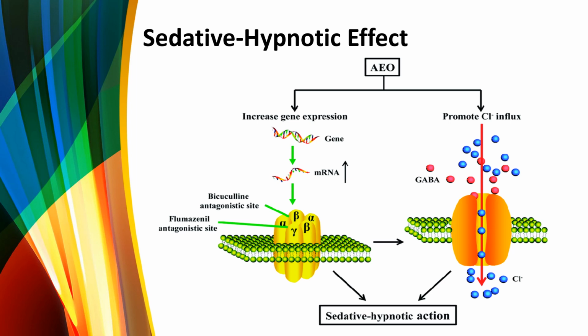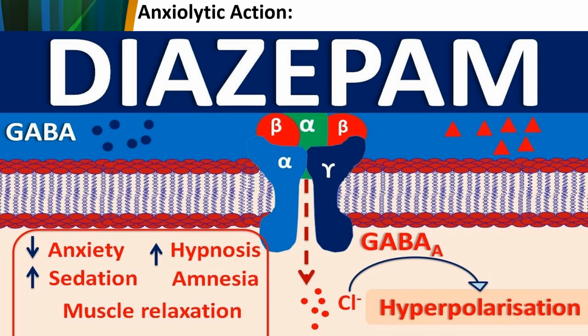Sedative hypnotic effect. Diazepam possesses sedative properties which lead to a calming effect, making it effective for treating anxiety and promoting sleep. Anxiolytic action. It possesses an anxiolytic effect which is primarily attributed to the modulation of GABA receptors in the limbic system, by reducing the excessive neuronal activity associated with anxiety.